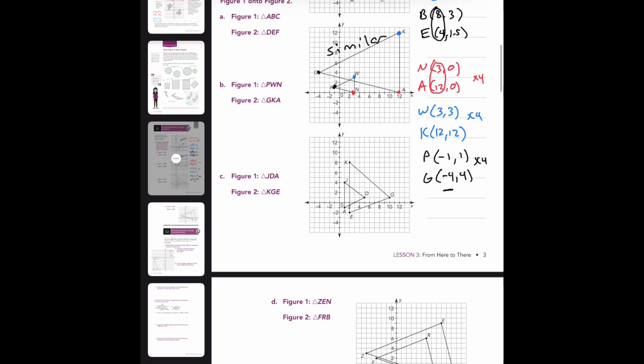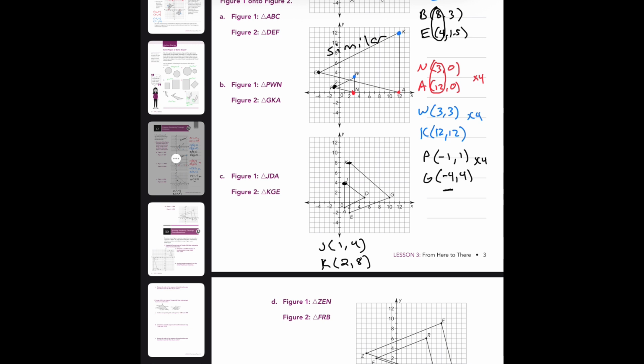And for figure C, we're going to find that they are not similar. If we just take one point, for instance, let's say point J. Point J is at 1, 4. Well, the corresponding point, point K, is at 2, 8. Well, to get from 1 to 2, for the X value, we did times 2. And if we get from 4 to 8, that's times 2. So let's check another point.